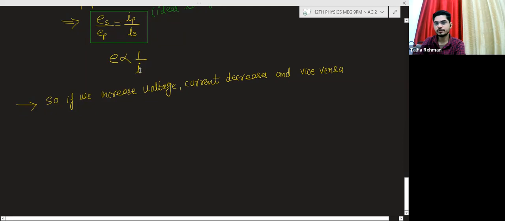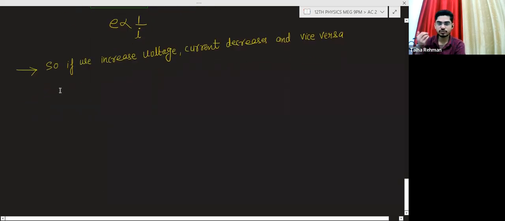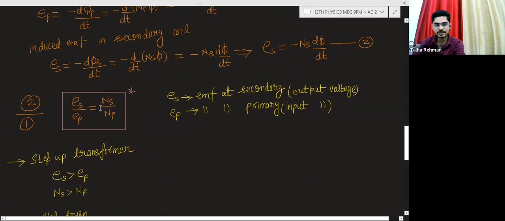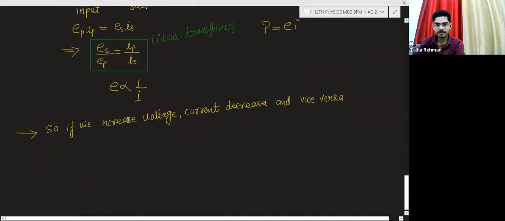This is the relation. If you will increase the current, EMF will decrease. If you will decrease the current, EMF will increase. If you will increase the EMF, current will decrease. If you will decrease the EMF, current will increase. So basically, now you have two relations. One is this, another is this.